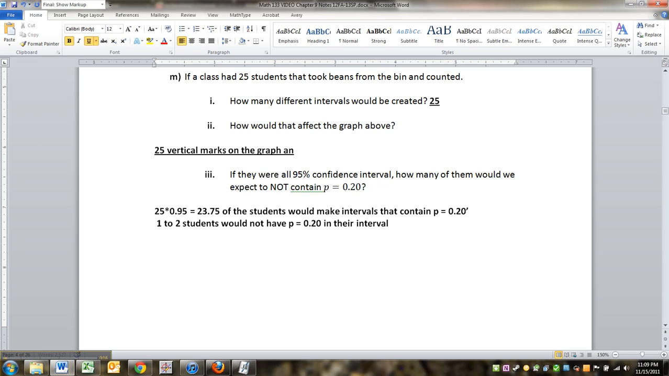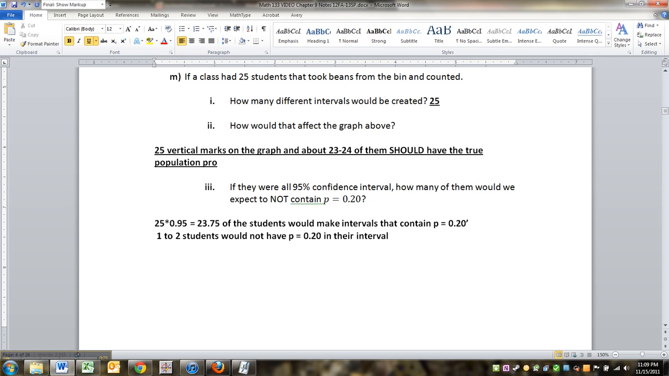And about 23 to 24 of them should have the true population proportion within their limits.